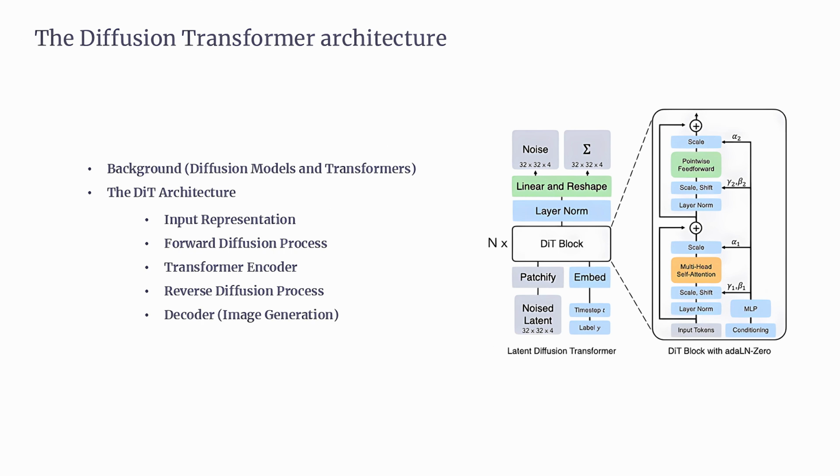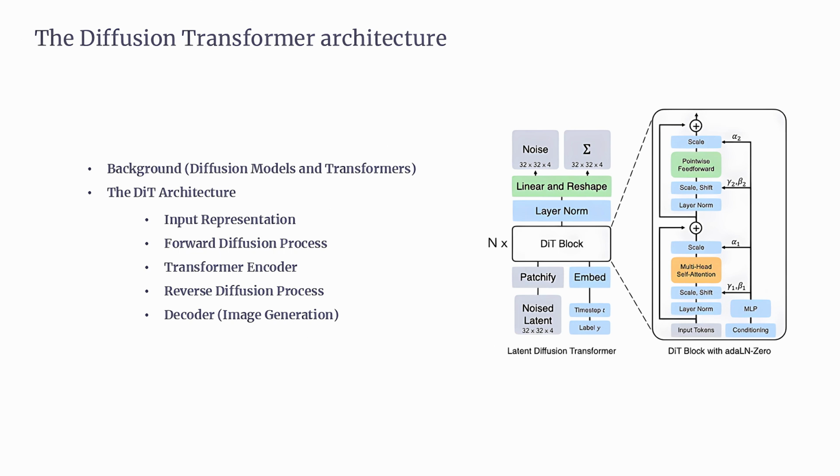5. Decoder, image generation. Once the noise is removed, the model uses a decoder to convert the clean, denoised representation back into an image. The decoder could be another transformer block or a simpler network that translates the refined features back into pixel space.